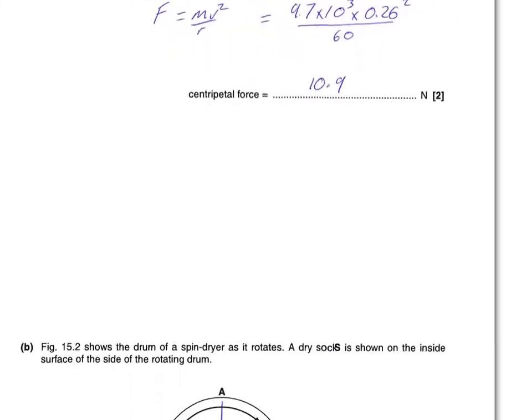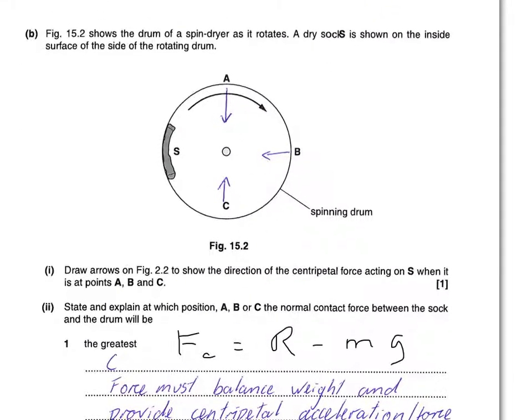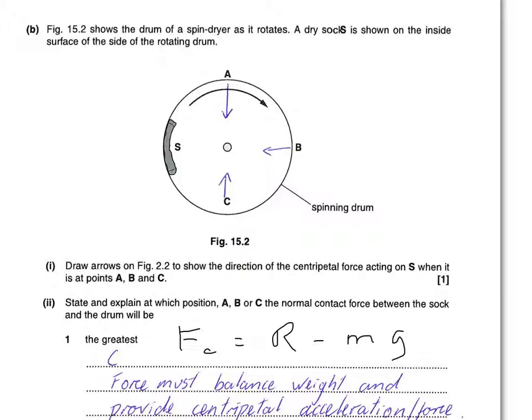The next part of the question takes a little bit more thought and understanding of the physics involved. We have a spin dryer with a sock rotating round on the inside here. And first of all, we just have to mark the direction of the centripetal force at each of the 3 points. So that should be straightforward, just marking each one pointing towards the centre. Do be careful with your drawing that your arrows are accurately pointing towards the centre, so at least by eye it would be judged that way.